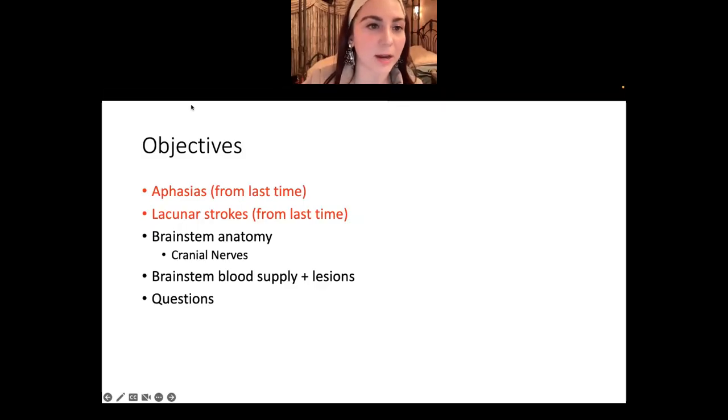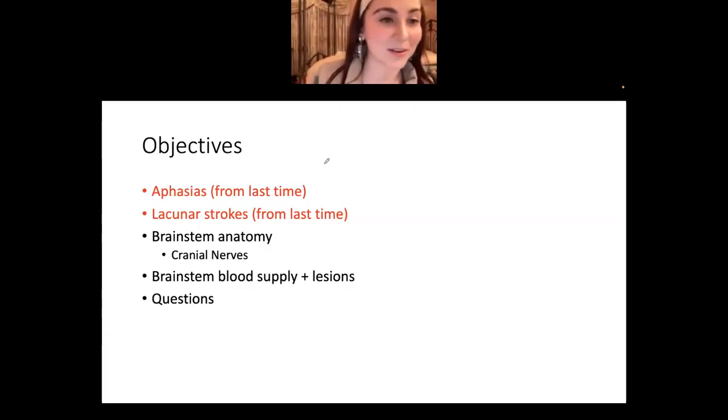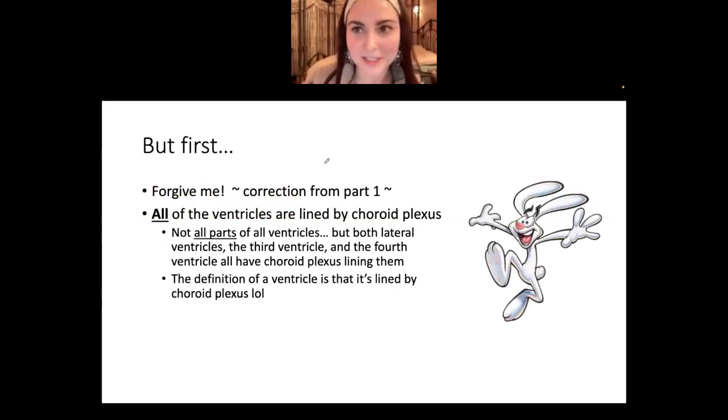These are going to be from what we covered last time, and then go into the brainstem anatomy and then the blood supply and lesions. And I'll show you what I mentioned last time, that foolproof way to literally never get a question wrong on brainstem blood supply. It works every time. But first, here is my correction from part one.